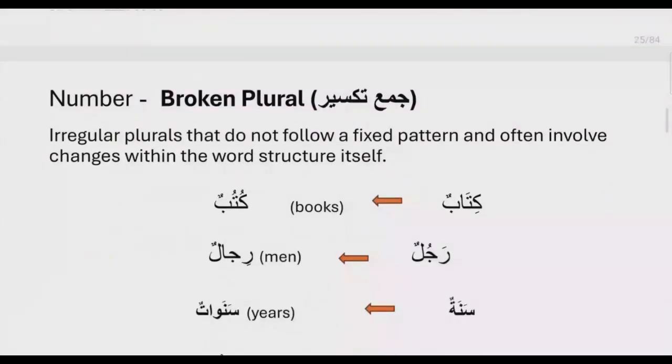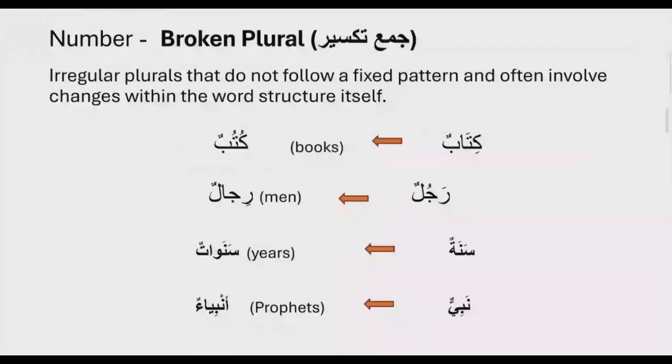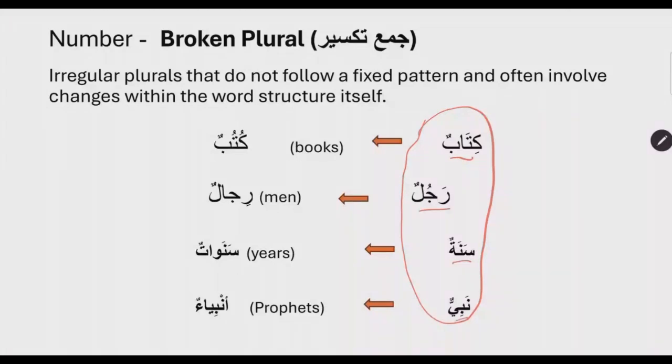All right, then we move on to the second type of plural, which is the jam' taksir, where we have words, and these are examples of singular words that are just different in many ways, right? So if you look at the number of letters, like this one is a 4-letter word, this is a 2, this is a 3, this is a 3, right? So the number of letters can differ. The voweling shape can also differ.